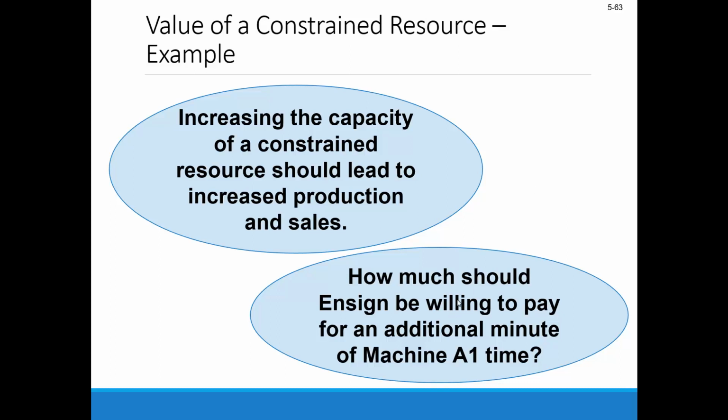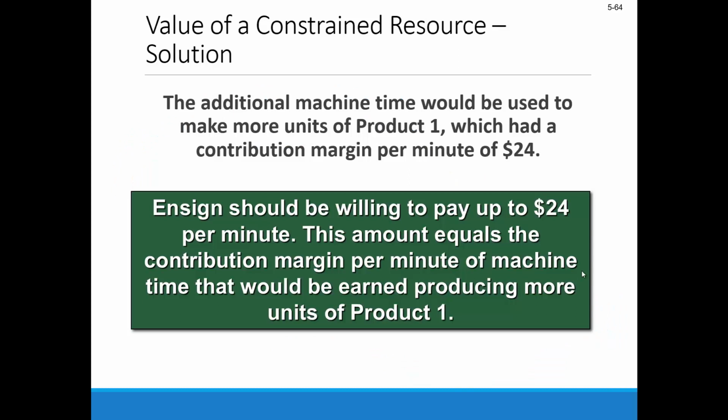So let's figure out how much Ensign, our previous example company, should be willing to pay for an additional minute of that processing time on machine A1 if it could go out and acquire more somehow. So the additional machine time would be used to make more units of product 1. Remember, that's because we had already filled all the demand that was out there for product 2. So all we could use that extra time for would be product 1.